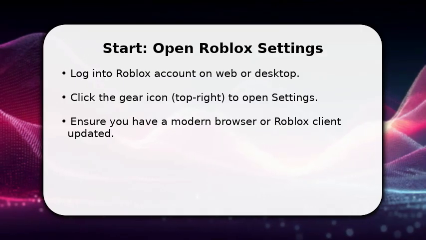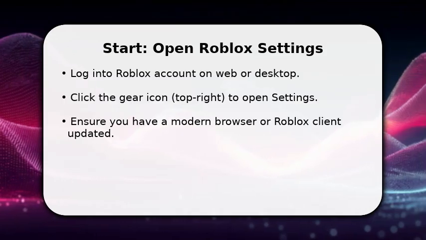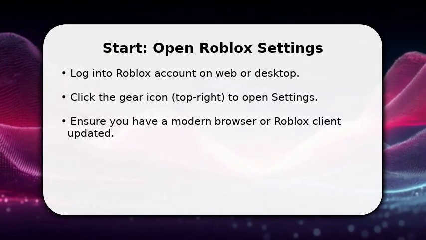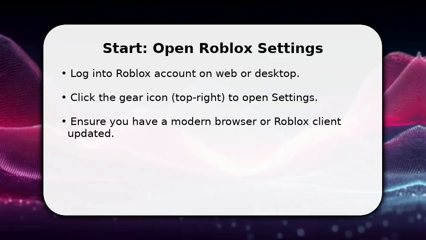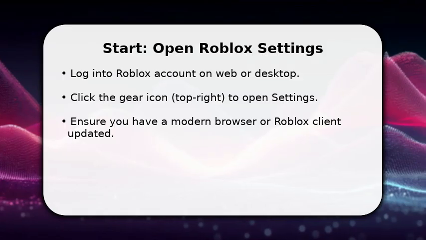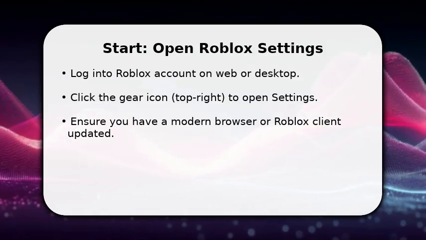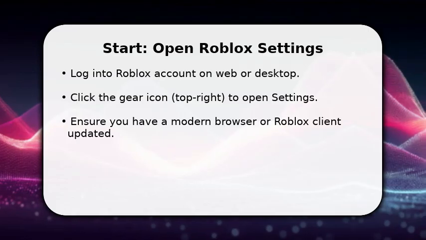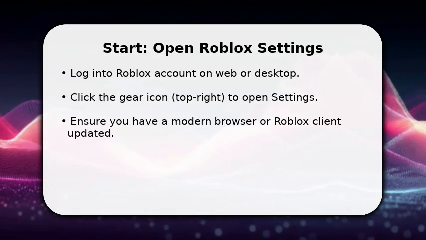You're starting inside Roblox. Open Settings now by clicking the gear icon at the top right. You need to be logged in so your preferences save to your account. If you use the web, make sure your browser is up to date. If you're in the desktop client, confirm the app is updated so the appearance options appear.